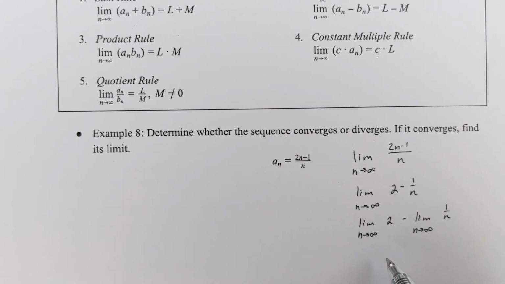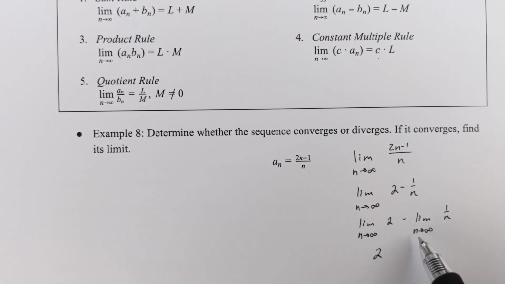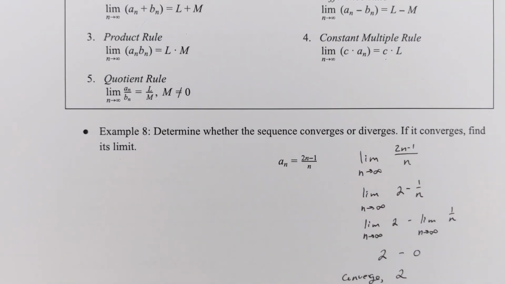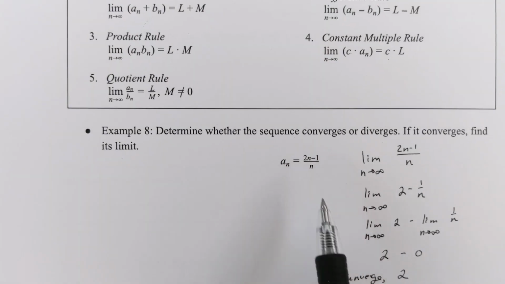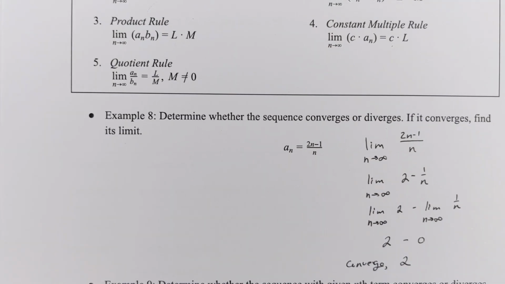Well, this is just 2. There's no place to plug it in. For a fraction 1 over n, as n gets very large, this fraction gets very small, essentially 0. So this would converge, and the values converge to 2. If you plot the points, eventually they will level off at y equals 2.